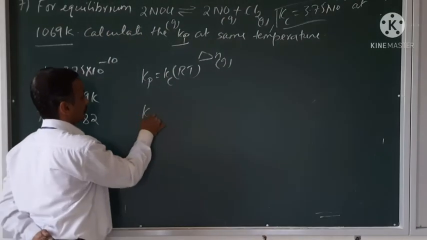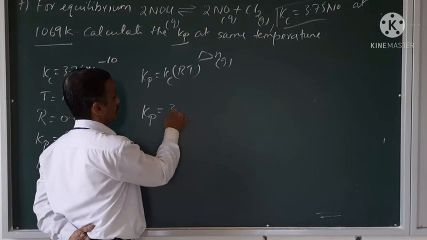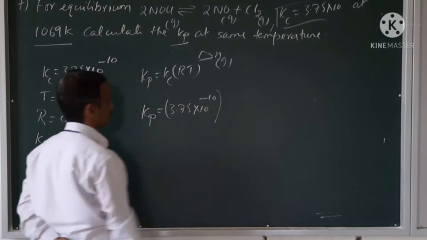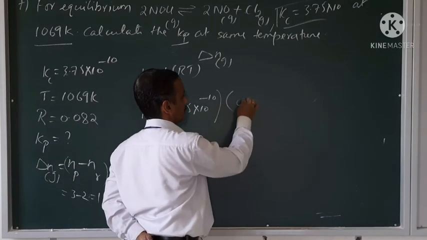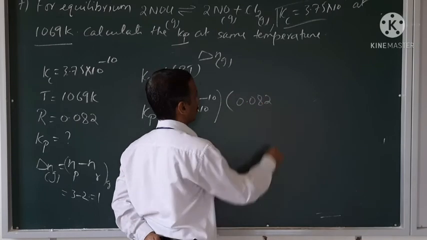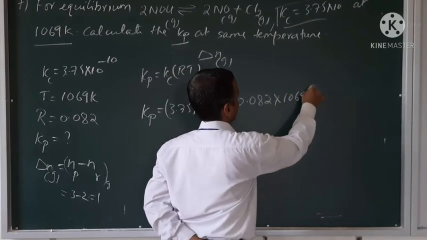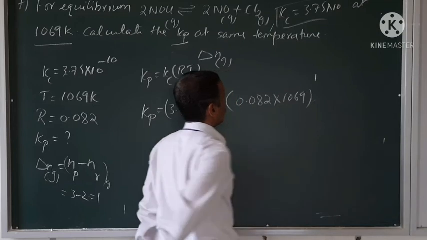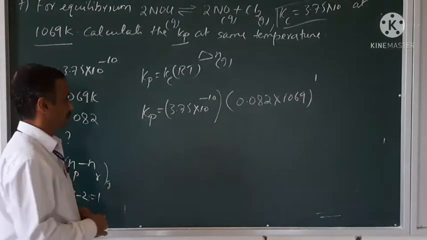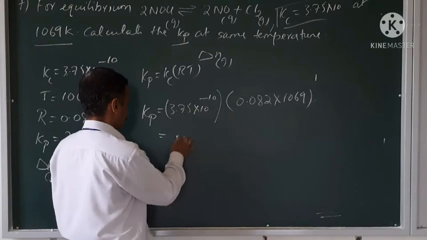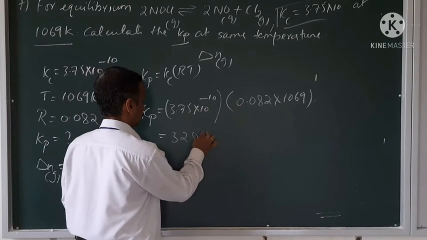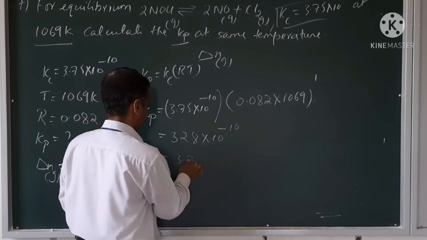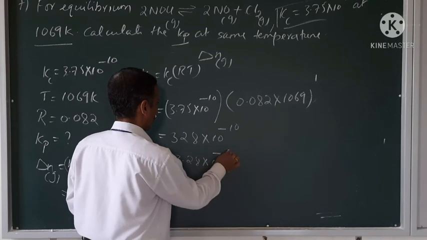So substitute now. Kp is equal to 3.75 into 10 to the power minus 10 into R, 0.082 into 1069, to the power 1. RT to the delta n is 1. And get the values. So it is 328 into 10 to the power minus 10, which is equal to 3.28 into 10 to the power minus 8.